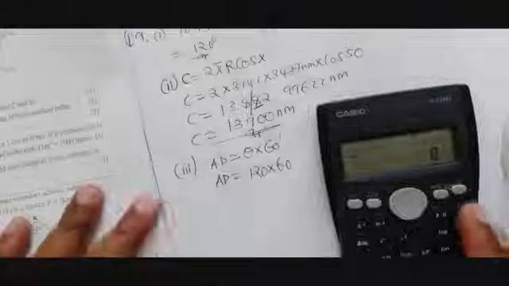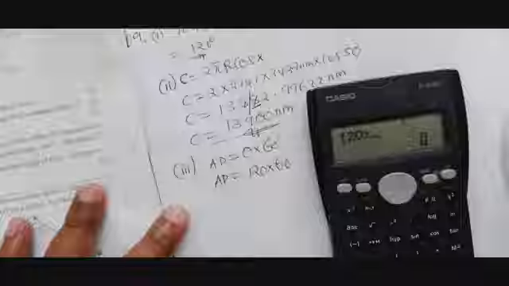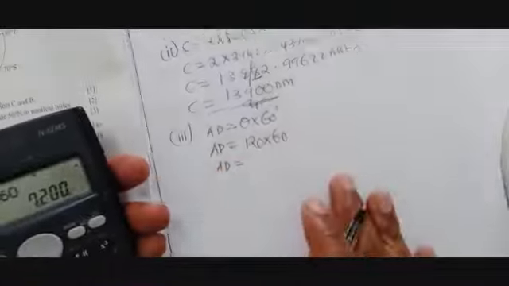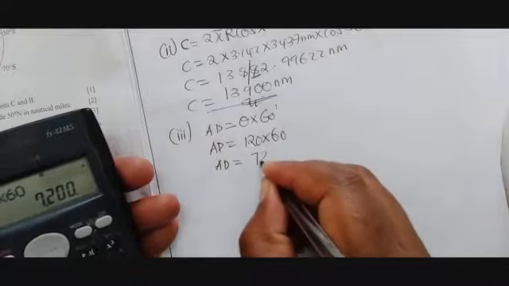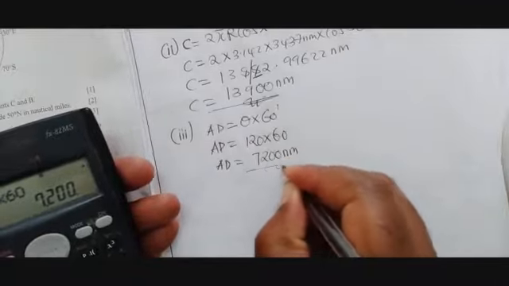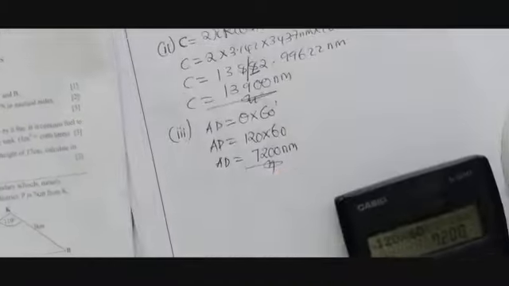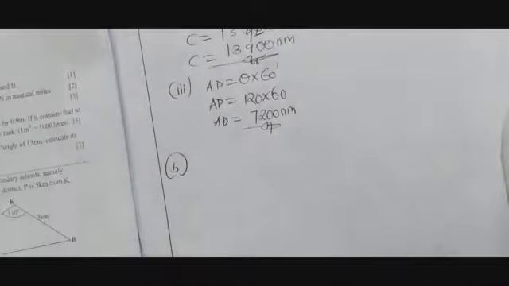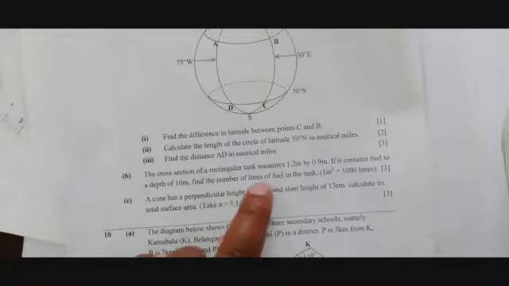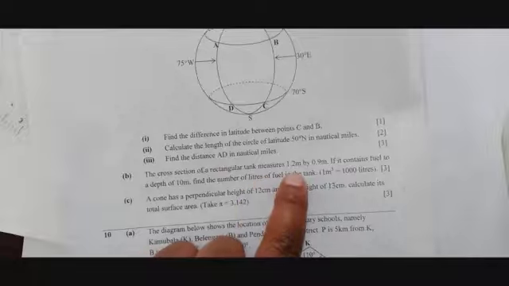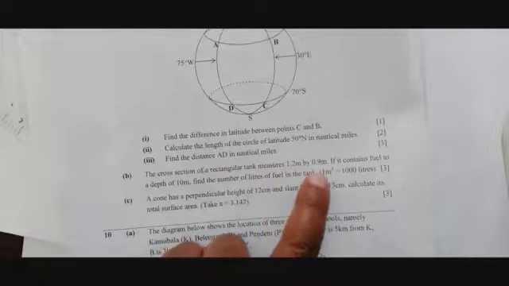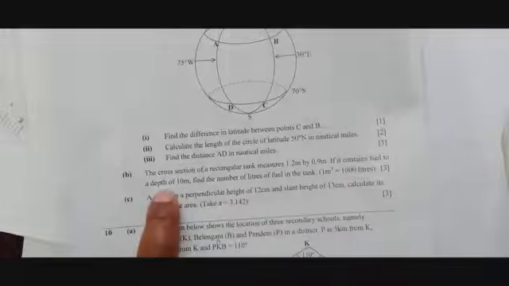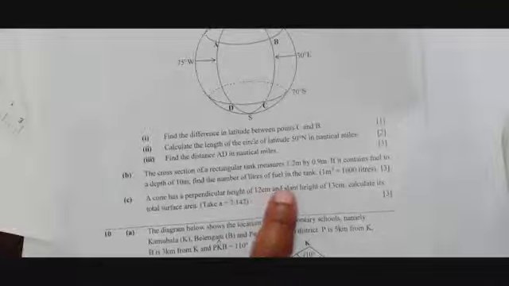Okay, so when you say 120 times 60, what do you get? This is the answer. So the distance AD is given as 7,200 nautical miles. This one is your answer. Okay? Then part B. The cross section of a rectangular tank measures 1.2 by 0.9. If it contains fuel to a depth of 10 meters, find the number of liters of fuel in the tank. All right?